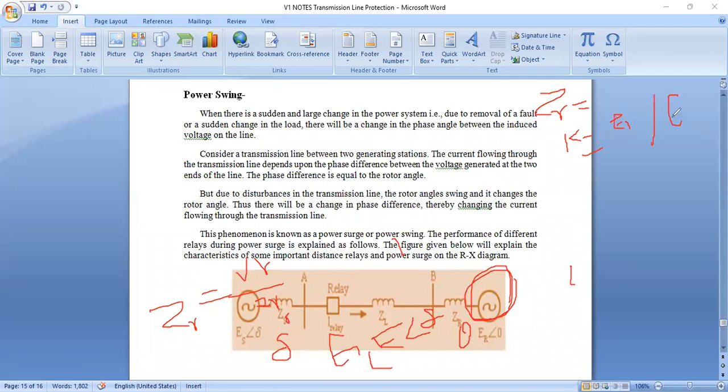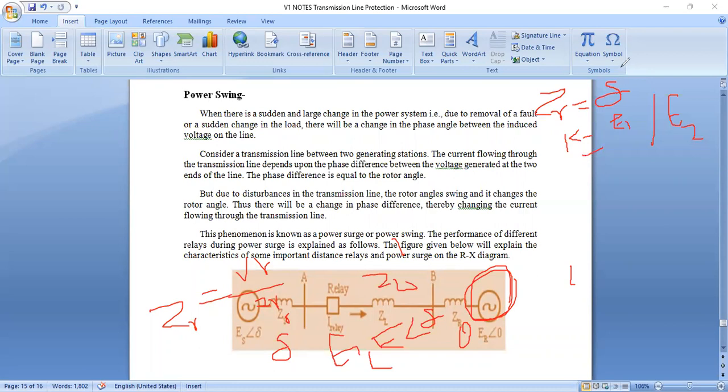E1 upon E2. So the ZR is the total impedance of the circuit. That means this is the Z1, this is the ZL, and this is the Z2. It is nothing but ZS plus ZL plus ZR. So ZR is the function of the delta.